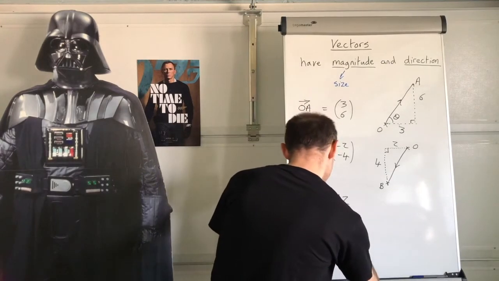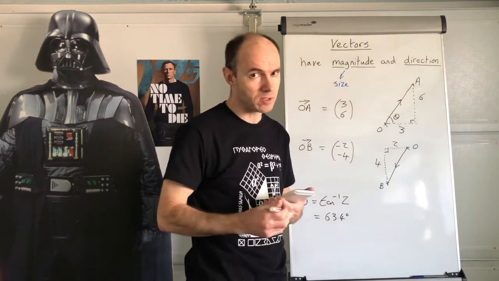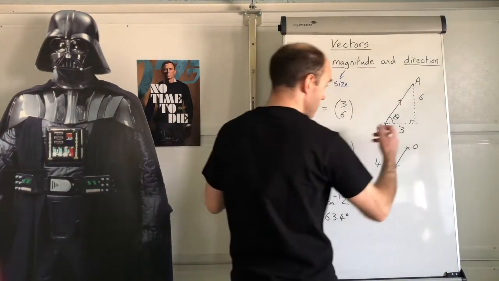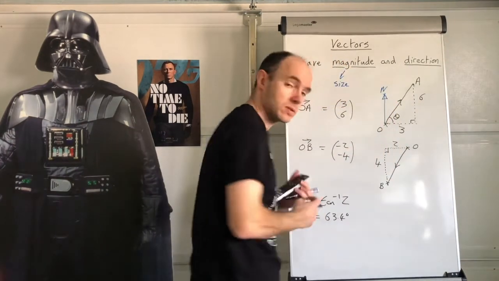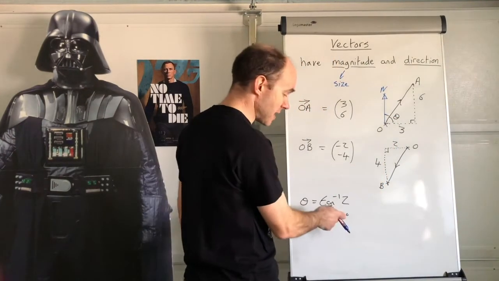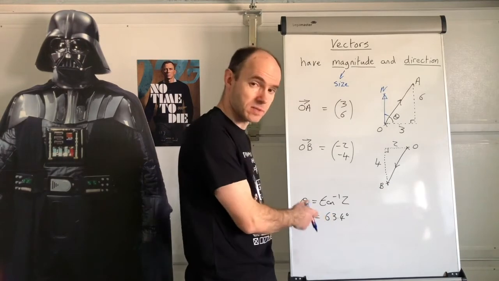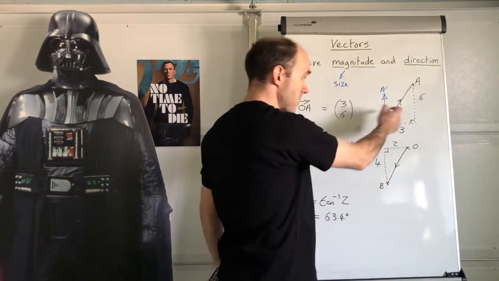Okay, so 63.4 degrees. Now, if I needed to, I could find that as a bearing, couldn't I? You know how bearings work? Okay, a bearing is always measured from the north. Okay, so I'd have that as the north, okay, and the bearing would be that. So what I'd do is I'd subtract that from 90 degrees, and my bearing would be, what, 27 to the nearest whole number. Okay, so that would be 027 degrees as a bearing from the north.